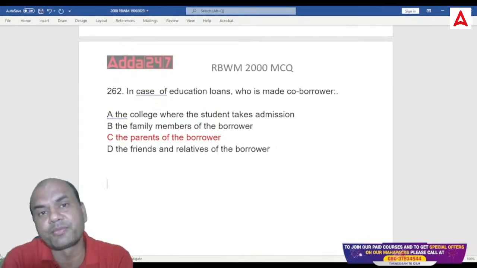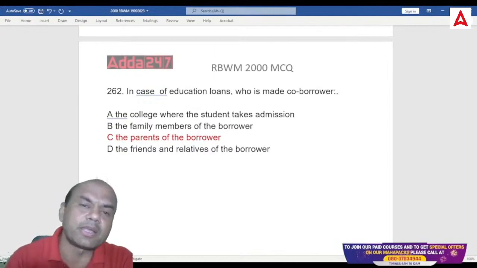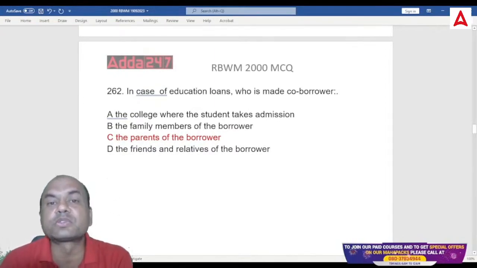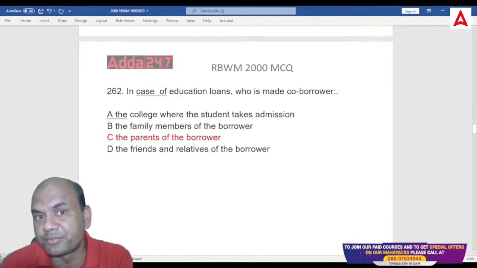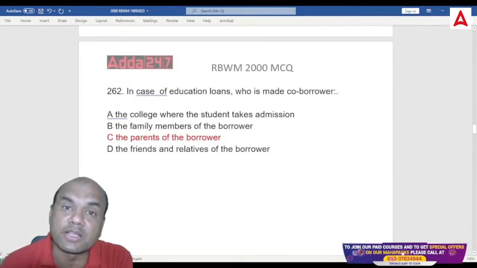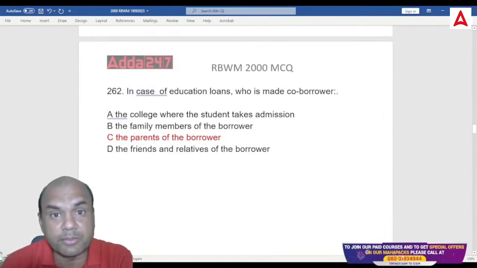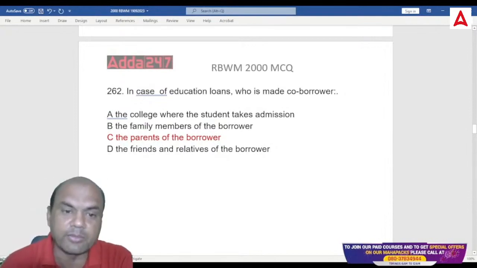Student should repay. But what happens? We take parents as a co-borrower. Why? Because if the student doesn't get a job immediately, if the student fails, then what? The loan is to be repaid in any case. So that repayment will be done by this co-borrower, the parents.